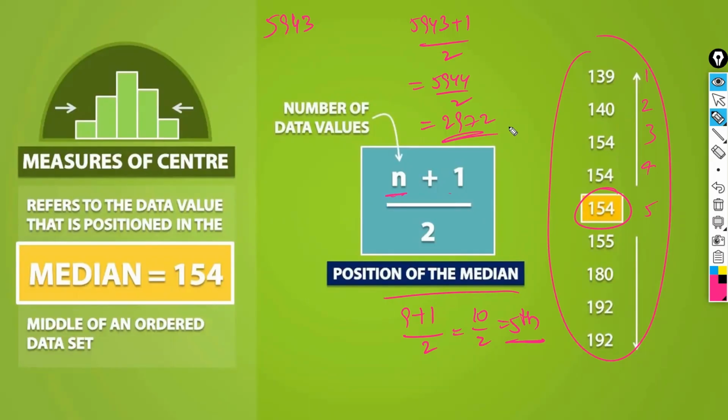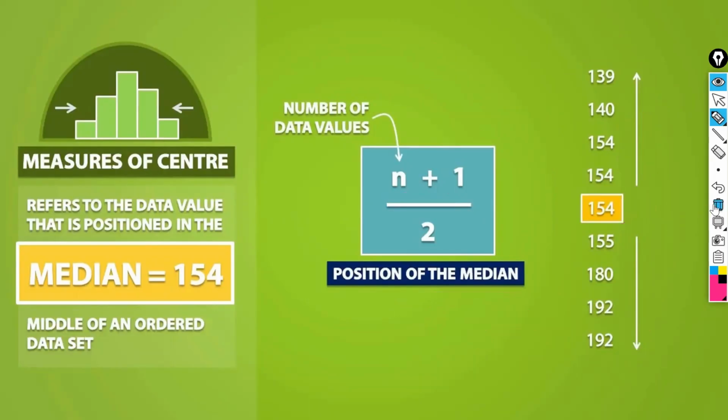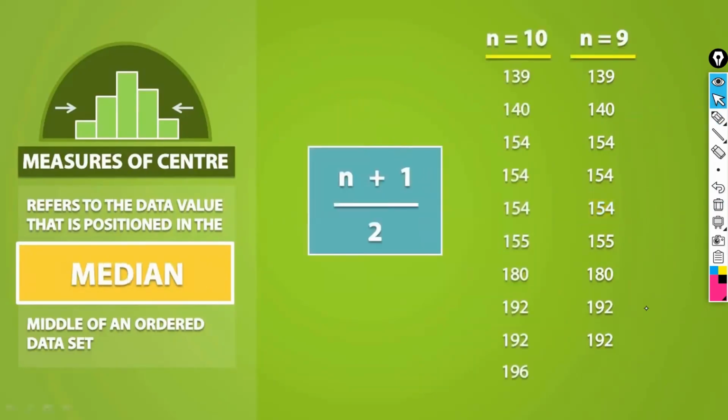Now, if it is an odd number, fine. But if you have an even number, the immediate next question is about the even number. If you take 10, 10 plus 1 divided by 2 is 11 by 2, which is 5.5. There is no position of 5.5. There are positions 1, 2, 3, 4, 5, 6, 7, 8, 9, 10. You have the 5th position and the 6th position. Where is the 5.5 position? We take the average of these two values, the average of 5 and 6.